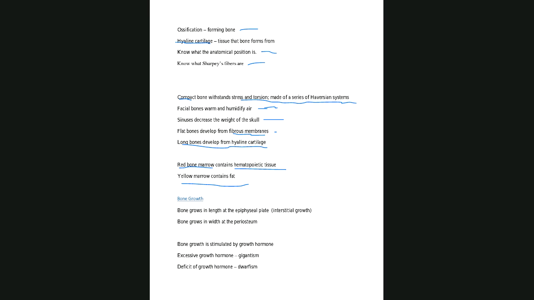Bone grows in length at the epiphyseal plate. It's called interstitial growth. It grows in width at the periosteum. Bone growth is stimulated by growth hormone. Excessive growth hormone causes gigantism. Deficiency of growth hormone causes dwarfism.